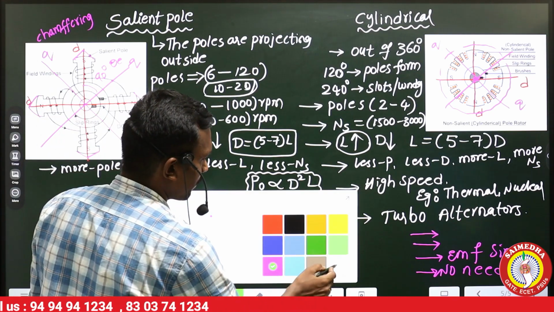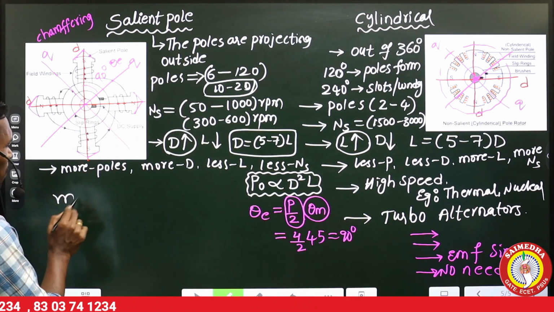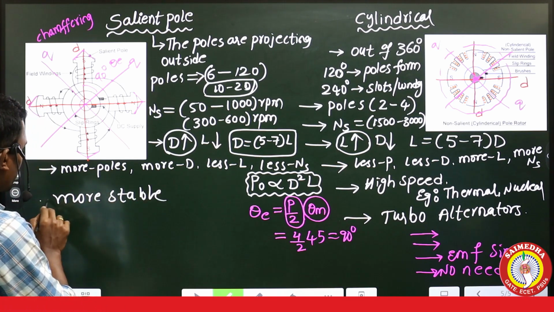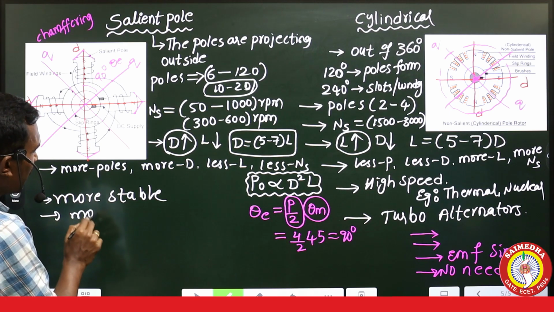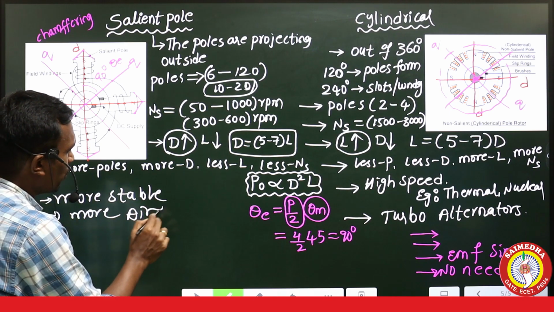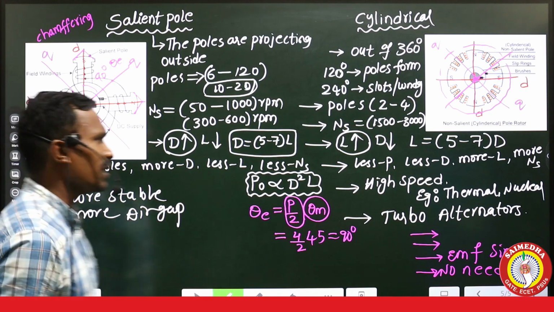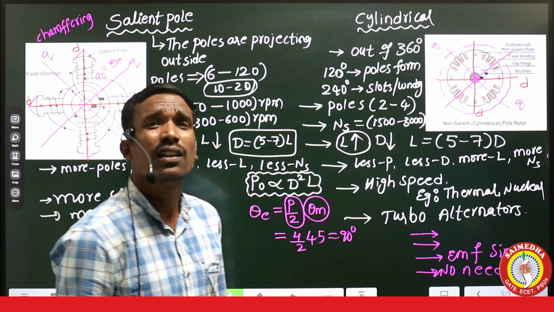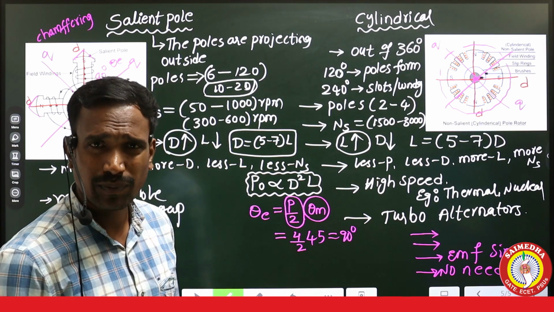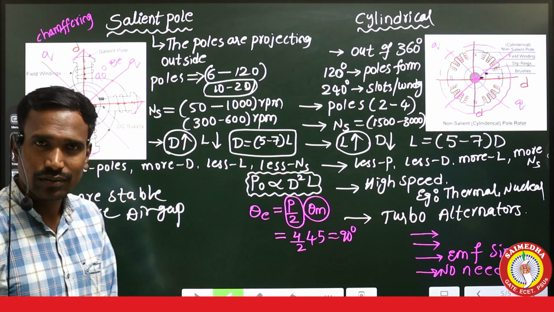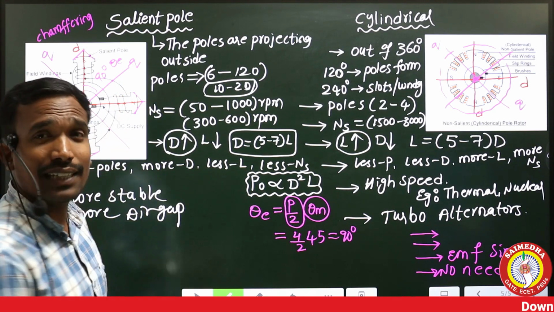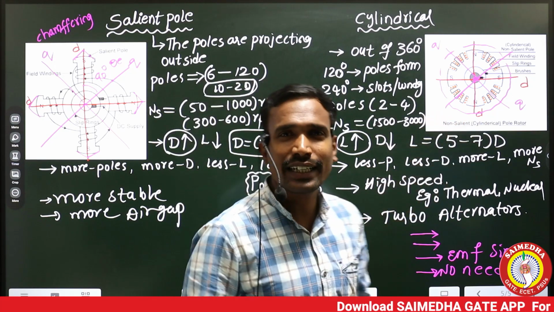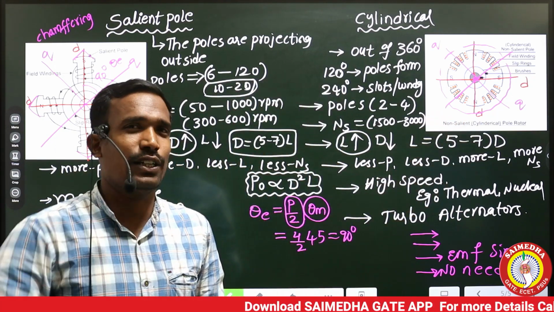Because of more air gap, the salient pole machines are more stable. These are comparatively less stable because of less air gap. Right? So, final question. In this salient pole rotor, which type of winding are we using? In this cylindrical rotor, which type of winding are we using?